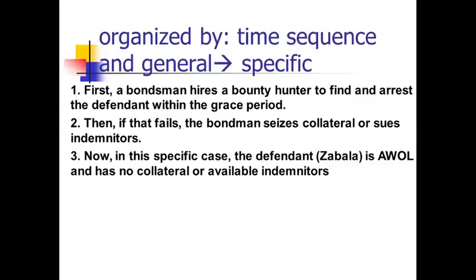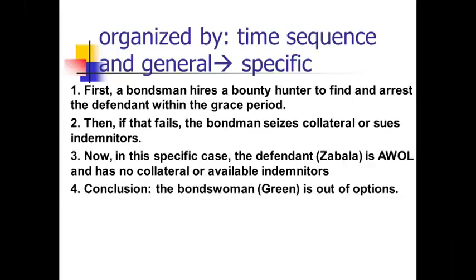There's also a general to specific here, because that's the general case. I didn't know very much about bounty hunters and bondsmen before reading this article, so it's just telling you how this whole process works in case you don't know. This is the general way it works. It gives that first, and then it moves to the specifics of this particular case. So now, in this specific case, the defendant, Zabala, is AWOL, and for some reason had no collateral or indemnitors available. So, what does that mean?